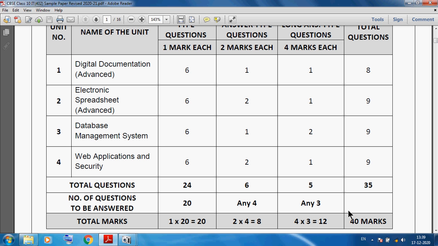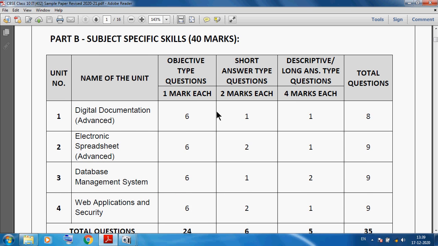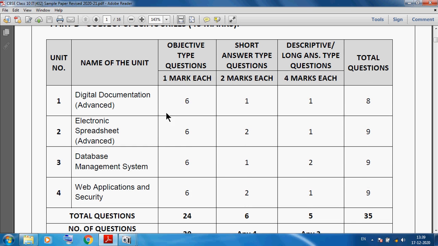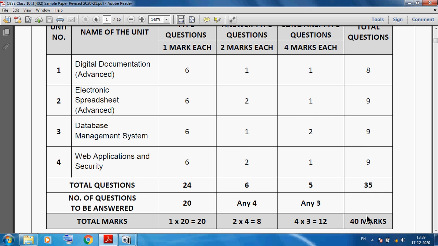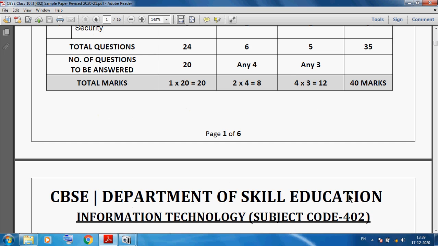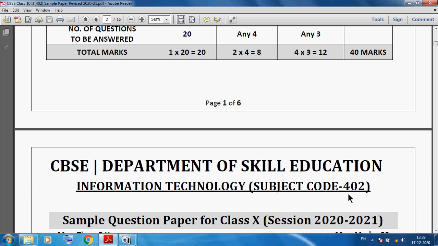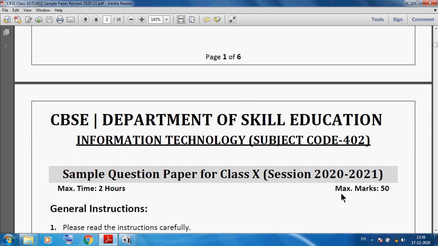So in 40 marks is our part B. In this table you can see the weightage of everything, the total questions and the number of questions to be answered. So total you can see 40 marks weightage. Okay students, so it is a total 50 marks paper, part A 10 marks and part B 40 marks. So 10 plus 40, 50 marks paper.